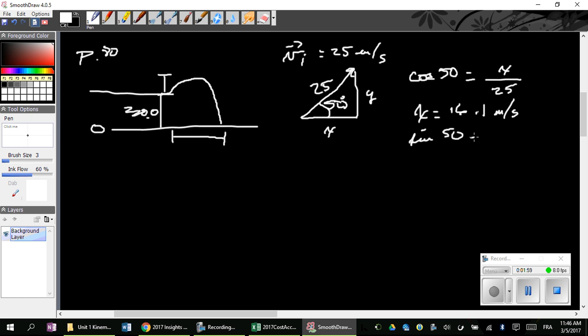Sine of 50 is Y over 25, so Y is 25 times sin 50. This is 19.15, we'll keep the 5 here, meters per second. So this is up, and this is to the right.